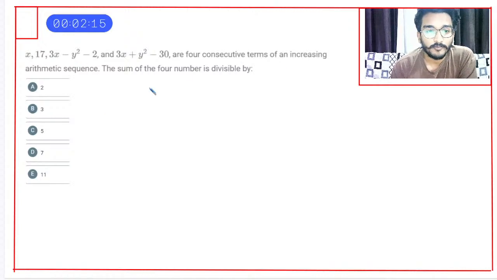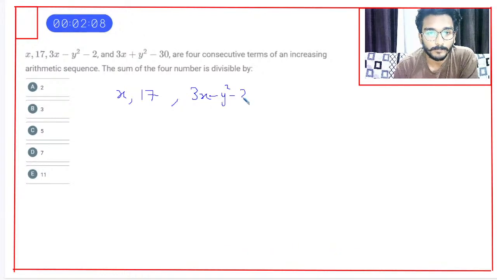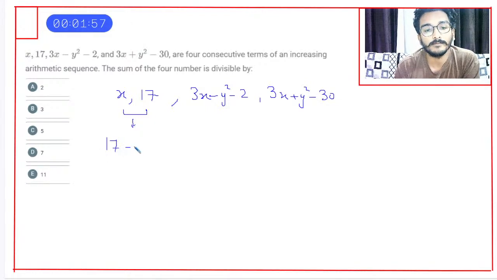So in AP, we have to find the common difference. The common difference is the same between the two terms. So let's just find the common difference, nothing else. Once we know the variables, we will get the sum. So the difference between these two terms is how much? It is 17 minus x. This is the difference between these two. How much is the difference here? So I'm making the difference the same. Okay, this is increasing.